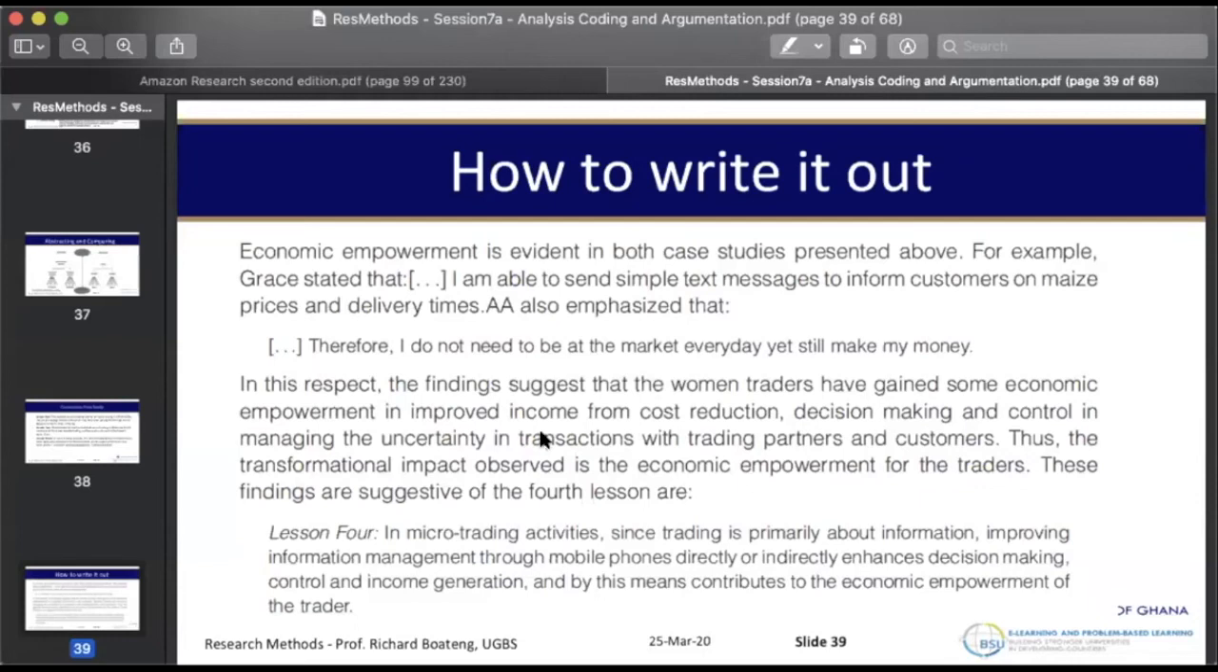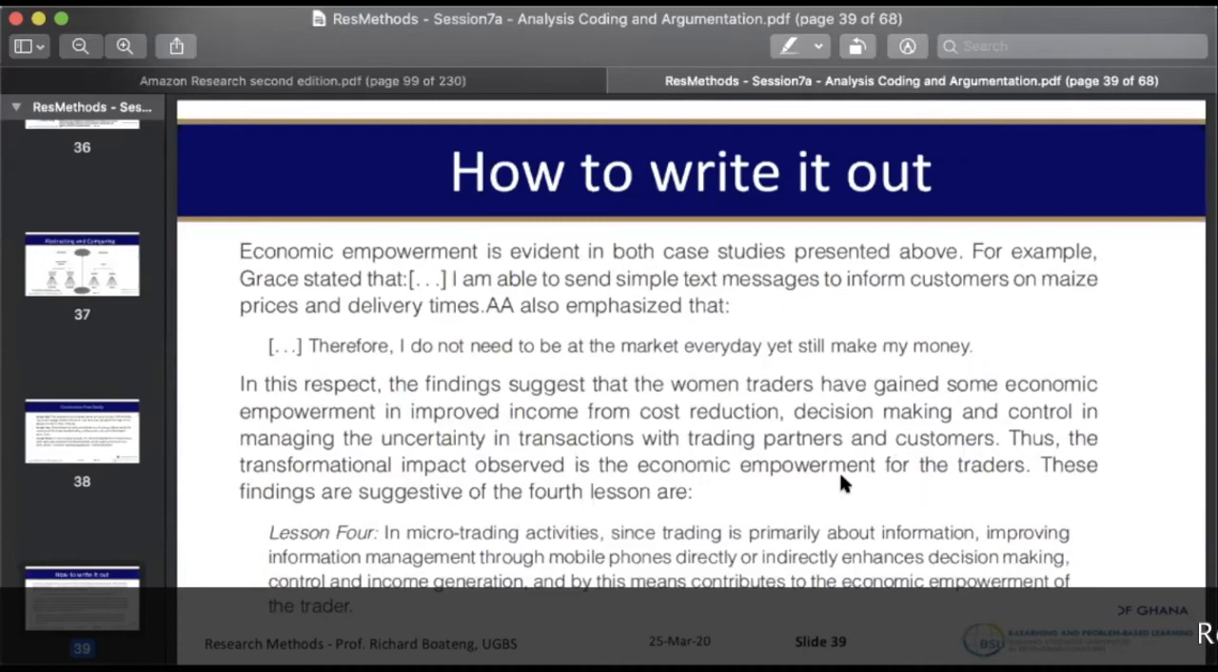Then he said, in this respect, I'm now coming to develop my inferential codes, my other codes, whether inferential, topical, or descriptive codes. So he said that the findings suggest that the women traders have gained some economic empowerment in improved income. So one label is improved income, but income can only happen from cost reduction, which is what you saw at first. Decision making and control and managing uncertainty in the transactions with trading partners and customers. So the cost reduction, the decision making and control, and managing uncertainty in transactions with trading partners is what generated improved income and then led to economic empowerment. That's what he's trying to say. When you have economic empowerment, the transformational impact observed is the economic empowerment of the women. These findings are suggestive of the fourth lesson. What is he trying to say?